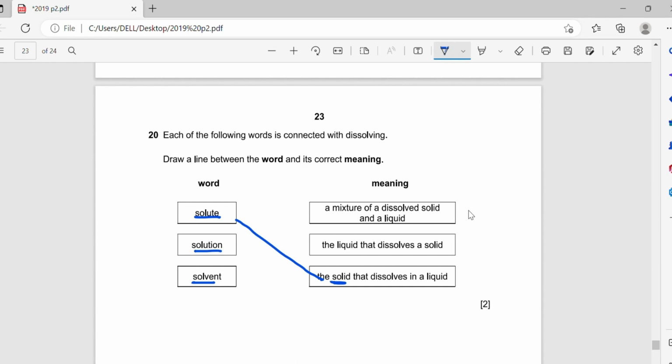A solution is a mixture of a dissolved solid and a liquid. What's the solvent? The solvent is the liquid that dissolves a solid. And with that we are done with this exam. Thank you so much.